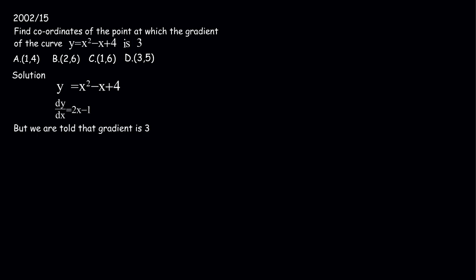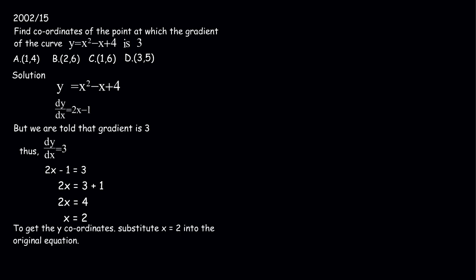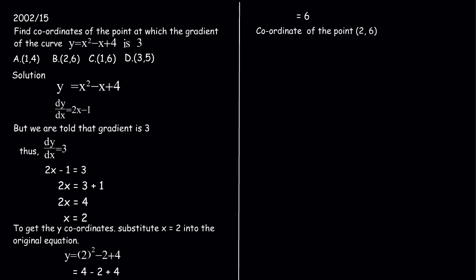And we are told that the gradient is equal to 3. Now we'll be substituting 3 for dy over dx in our equation. So 2x minus 1 will be equal to 3. Simplifying, 2x will therefore be equal to 3 plus 1, and 2x will be equal to 4. Dividing both sides by 2, x will be equal to 2. Now to get our coordinates, we are going to be substituting x equals 2 into the original equation. Doing so, y will be equal to 2 squared minus 2 plus 4, which is equal to 4 minus 2 plus 4, which is equal to 6. So the coordinates at the point will be (2, 6).